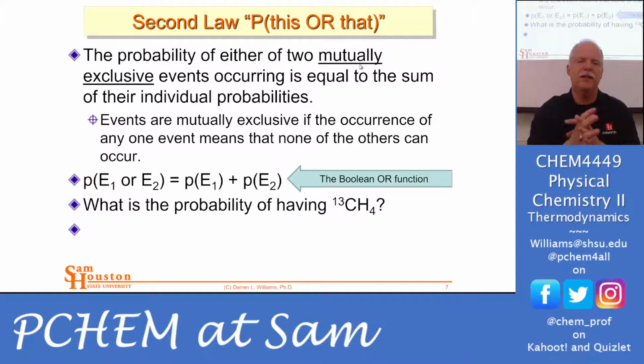And so let's think about this in terms of chemistry. What's the probability of having a carbon-13 methane molecule? This one doesn't use the OR function just yet, but it's setting us up for the next question. Do you remember what the probability of getting a C13 is? If you've got 100 carbon atoms in a bag and you reach in and pull them out, what's the probability of getting a C13? Go back to organic.